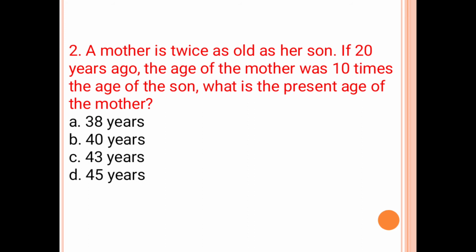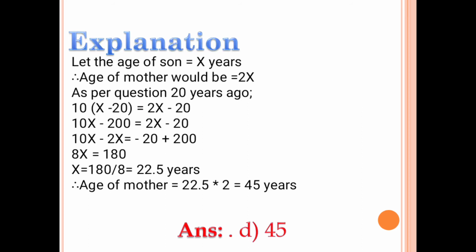So what is the correct option? 45. Now we can go for a direct method. Let the age of the son be x years, and the age of the mother would be 2x, because the mother's age is twice the son's age in the current period. Now we can find out 20 years ago. So what is the son's age? x minus 20.